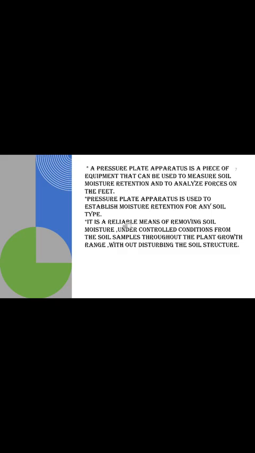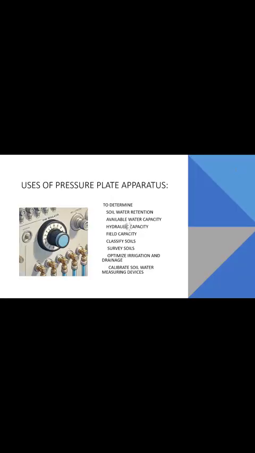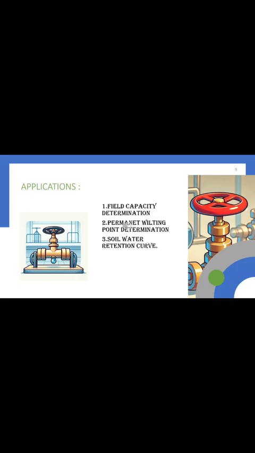Applications of the pressure plate apparatus are to determine soil water retention, available water capacity, hydraulic capacity, field capacity, classify soils, survey soils, optimize irrigation and drainage, and calibrate soil water measuring devices. Uses of the pressure plate apparatus are field capacity determination, permanent wilting point determination, and soil water retention curve.